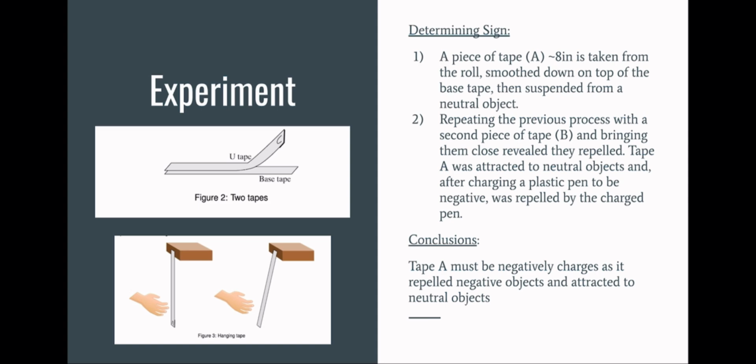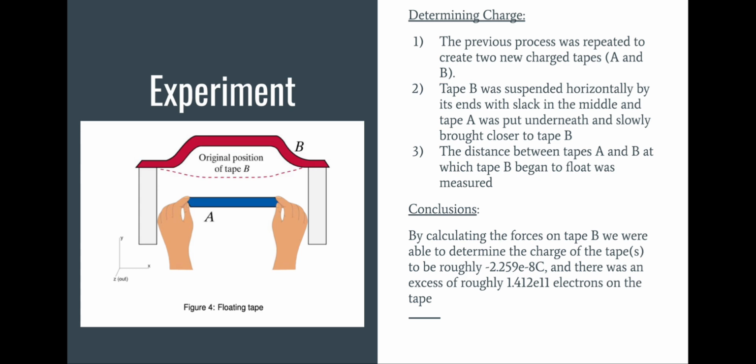Then, bringing a neutral object such as my hand or a book close to tape A caused it to be attracted to the object. Finally, using a plastic pen and a cloth, we negatively charged the plastic pen and brought it close to tape A and observed that they repelled each other. From this, we can assume that tape A is negatively charged as it repels other negative objects and is attracted to neutral objects. The second part of our experiment would be to determine the actual charge of the tape.